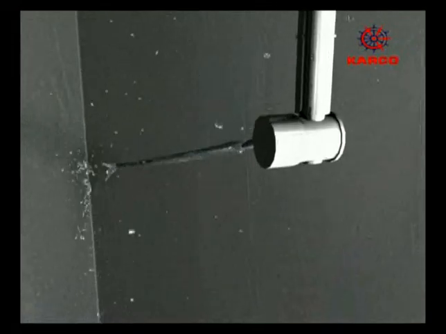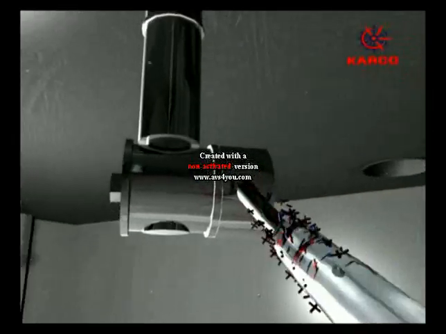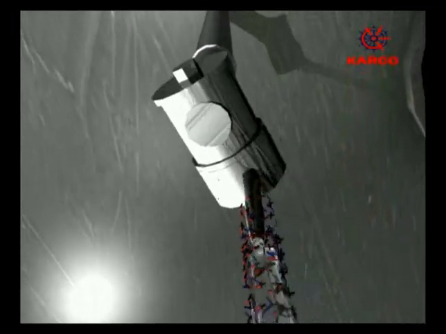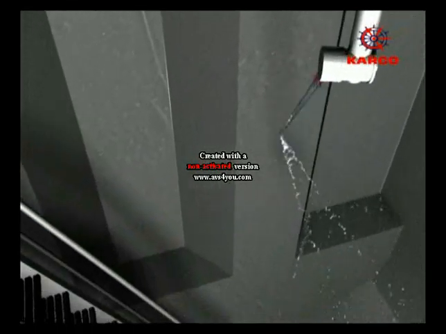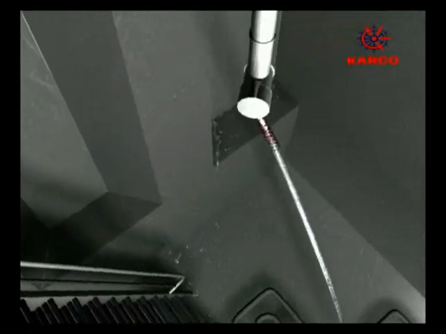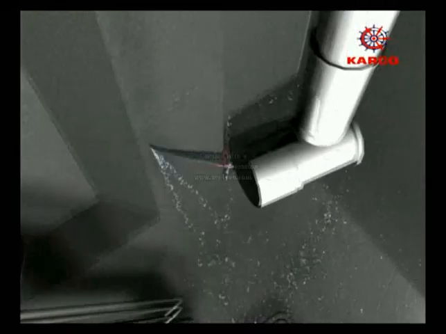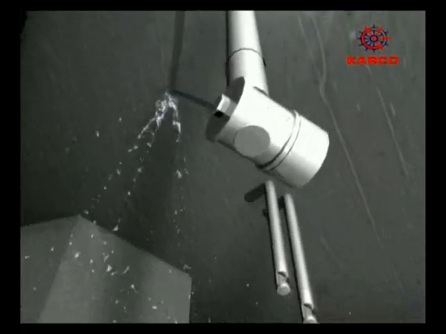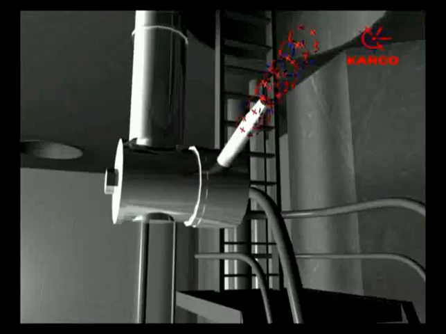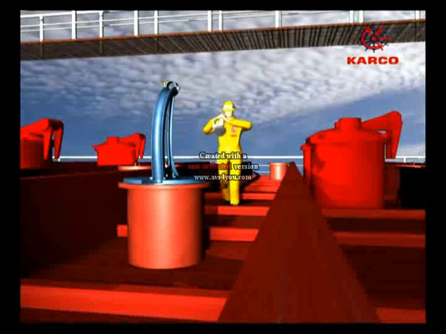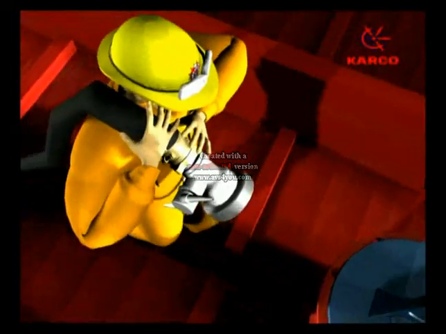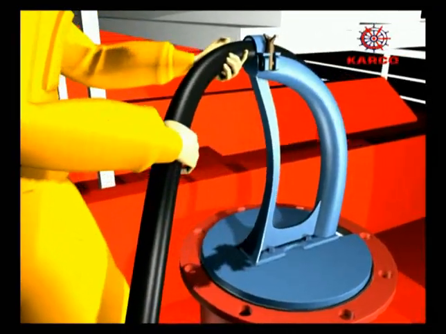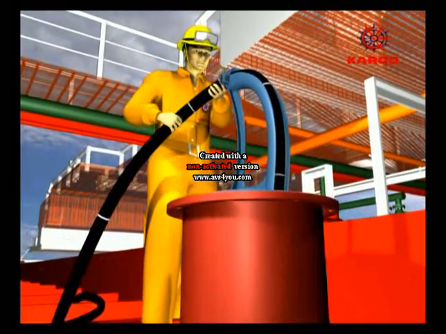As the tank cleaning water enters the tank through the fixed tank cleaning machine, the separated charge accumulates at the nozzle tip. Even when portable tank cleaning machines are used, there is an accumulation of the electrostatic charge at the nozzle tip.